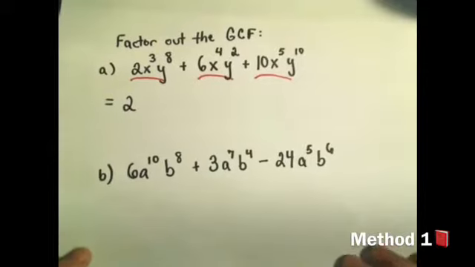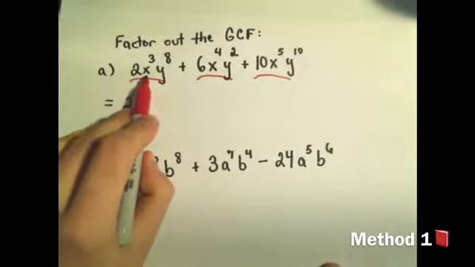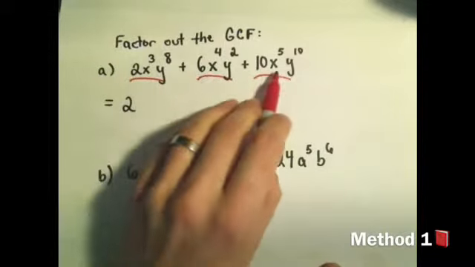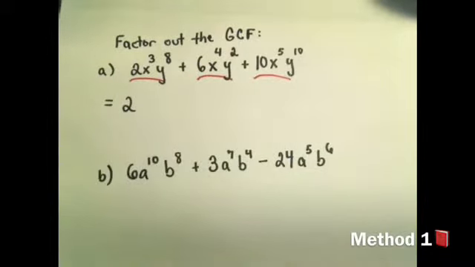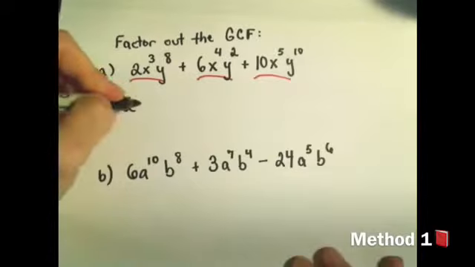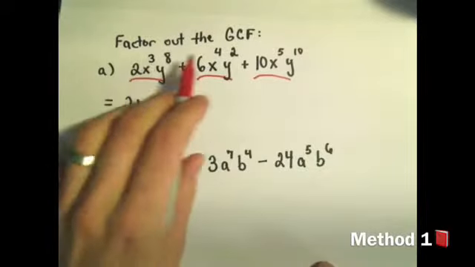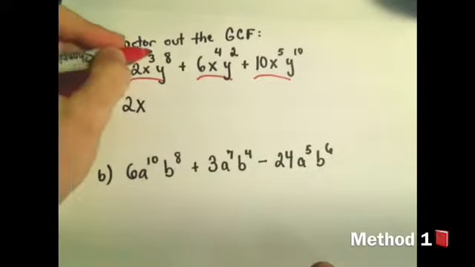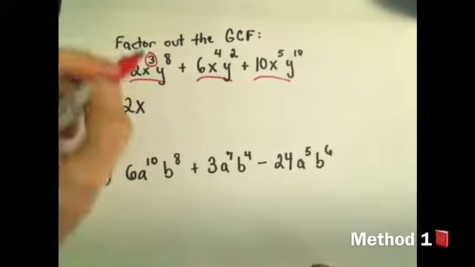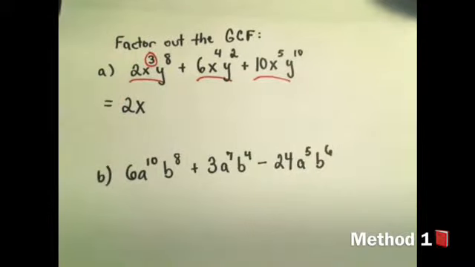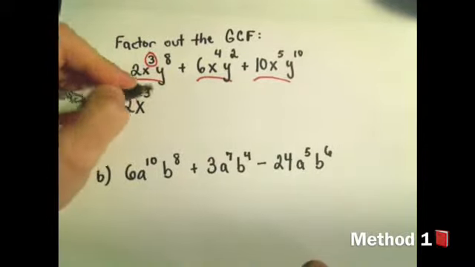And then next I start looking at my variables. I notice that there's an x in the first term, the second term, and the third term, so I can certainly factor out an x. Then I have to think to what power. There's a 3, a 4, and a 5. Basically you just pull out the smallest exponent, so we're going to factor out an x to the third.